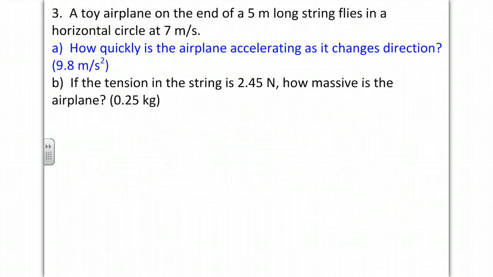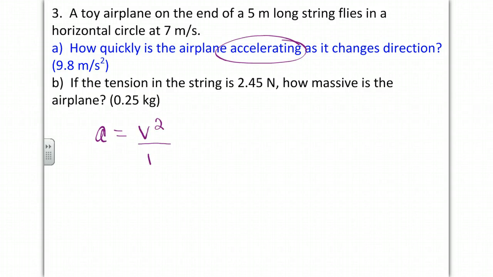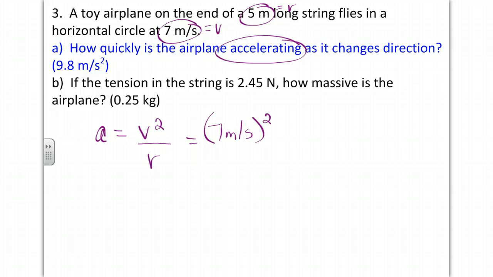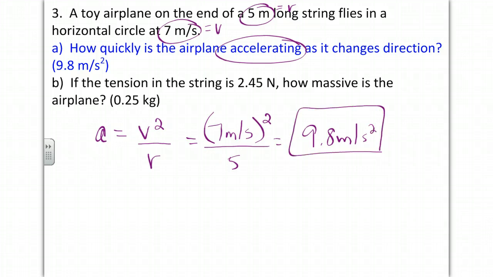Number 3, we want to determine how quickly is the airplane accelerating, and so we will use acceleration equals velocity squared over the radius. This is our velocity, this is our radius, and so we will plug it in. 7 meters per second squared divided by 5 gets us 9.8 meters per second squared.